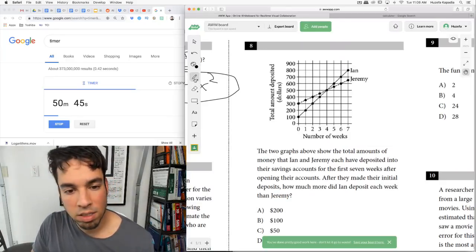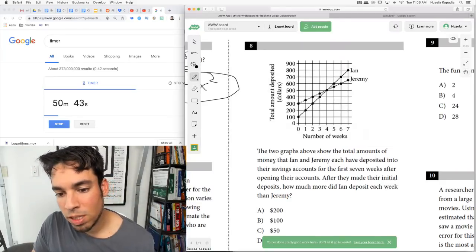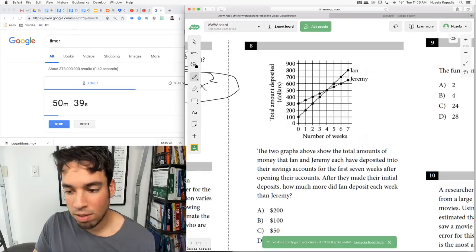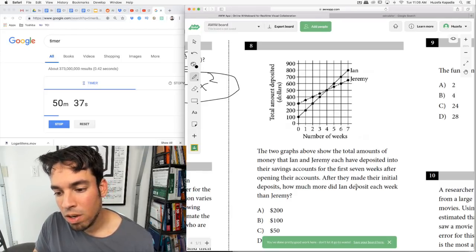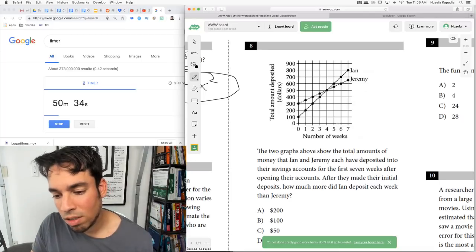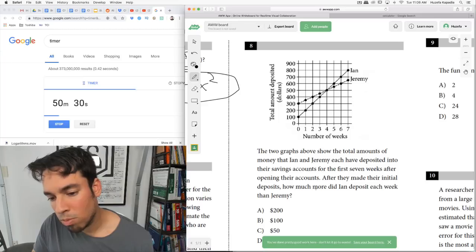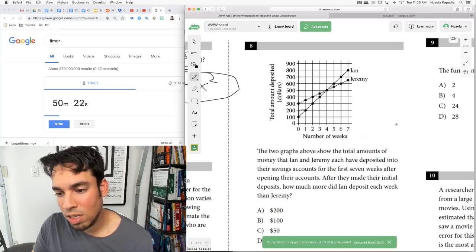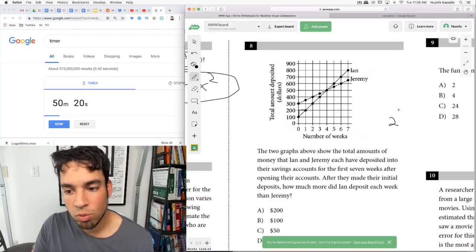Next, 8. Total amount deposited. So we've got Ian and Jeremy and number of weeks. These graphs show the amounts that Ian and Jeremy each have deposited into their savings account for the first 7 weeks after opening their accounts. After they made their initial deposits, how much more did Ian deposit each week? Okay, look. Each week, Ian is depositing, clearly this is a week, and he's going from 100 to 200. So Ian's depositing 100 each week.